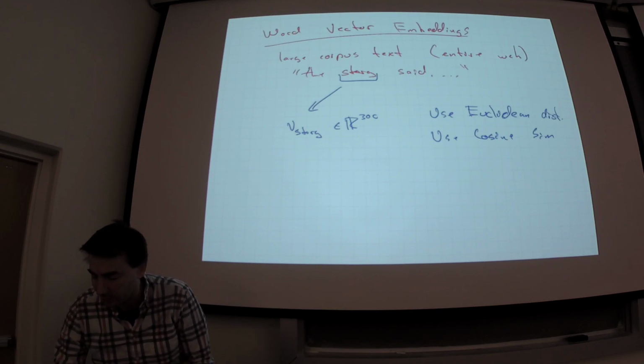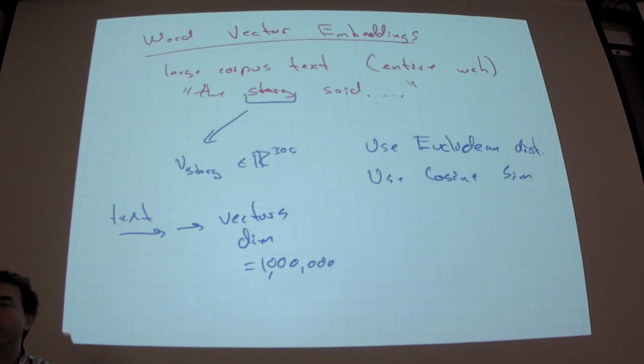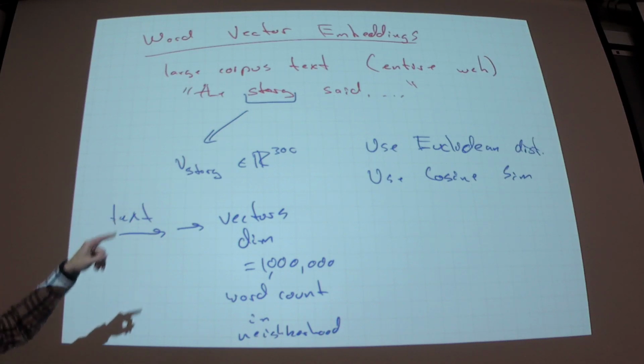So it starts with going from text to these vectors, where the number of dimensions is going to be something like 1 million, however many words there are up here, and it's going to keep a word count in the neighborhood of each word. So the story is next to the and said. Usually the neighborhood size would be like 3 instead, so I look at words within a distance of 3 in these neighborhoods.